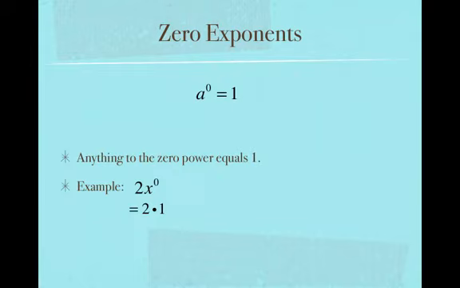Okay, so we have 2 times 1. The x disappears completely because x to the 0 is equal to 1. And 2 times 1 we know is just 2. So that is our answer for this problem.